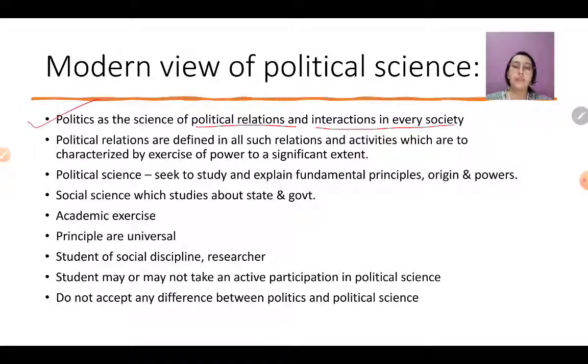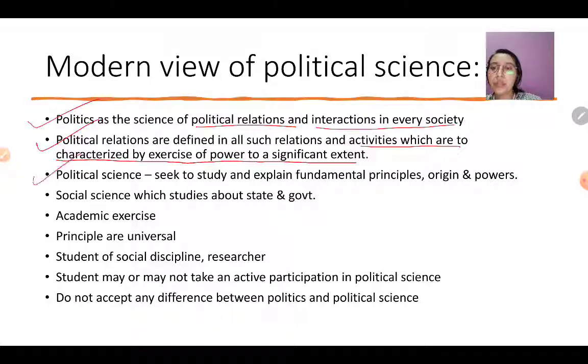Yes, we need political interactions, or political relations between different states, and we have interactions with every society. We need to talk about our problems and share them, and we'll get certain tips to solve them. Political relations are defined as all such relations and activities which are characterized by the exercise of power to a significant extent. So we have certain higher authorities in the administrative section also, where power is exercised by a certain person or a certain group of people, and it is very significant and cannot be changed.